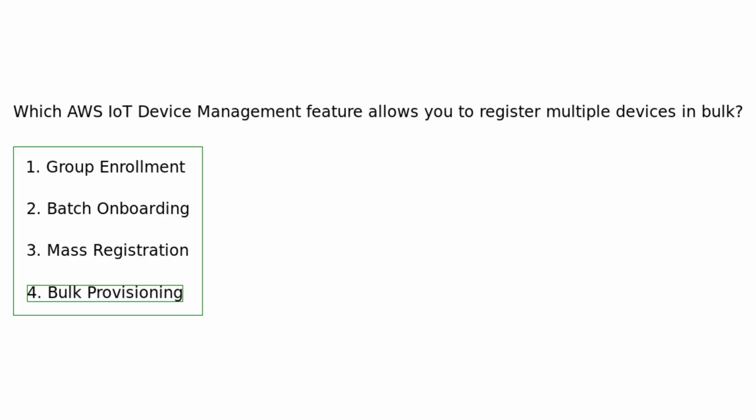Bulk provisioning in AWS IoT Device Management allows you to register multiple devices at once, streamlining the process of adding a large number of devices to your IoT fleet. This feature saves time and reduces the complexity of device registration.